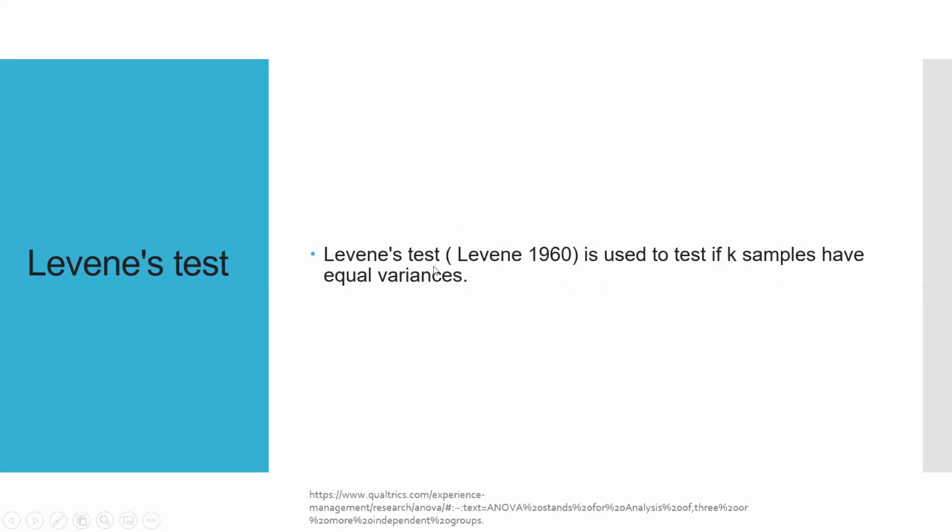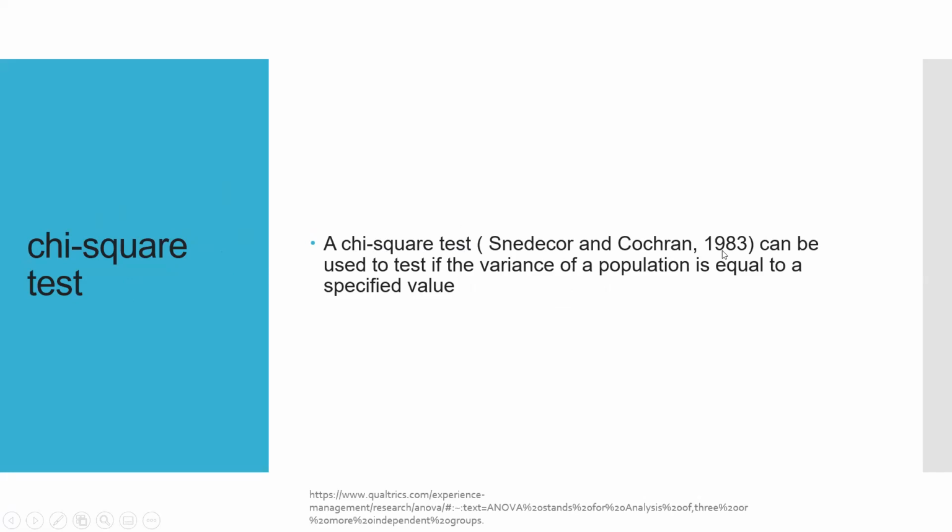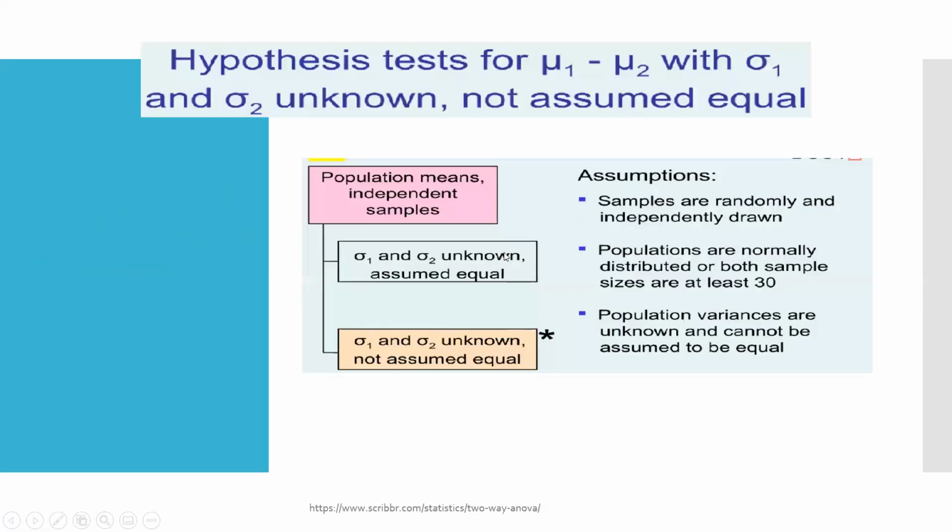We also use Levene's test, which is used to test if K samples have equal variances. And we can also use the chi-square test, which can be used if the variance of the population is considered equal to a specified value, but both variables must be categorical for applying this chi-square test.